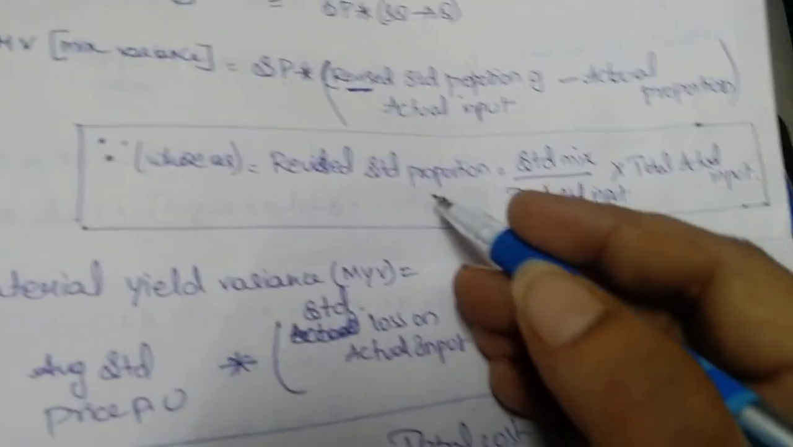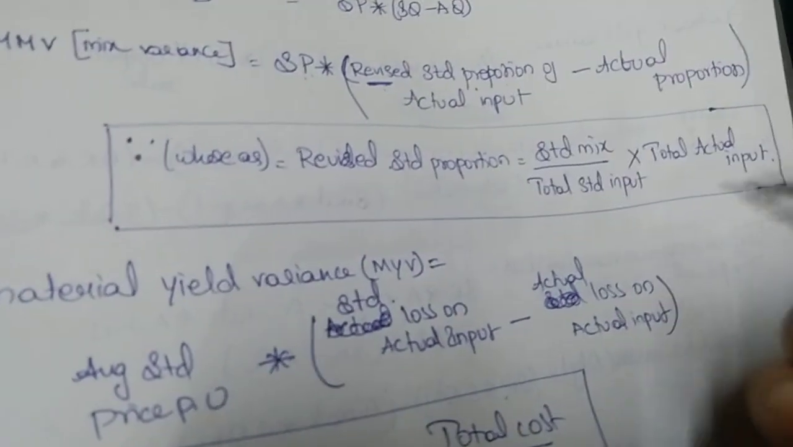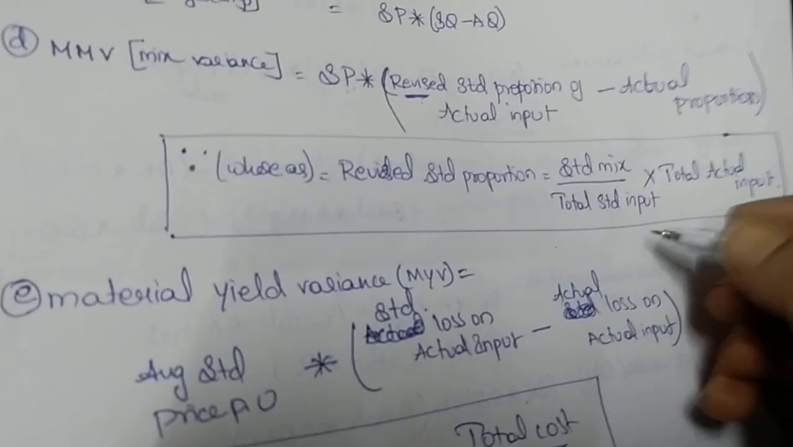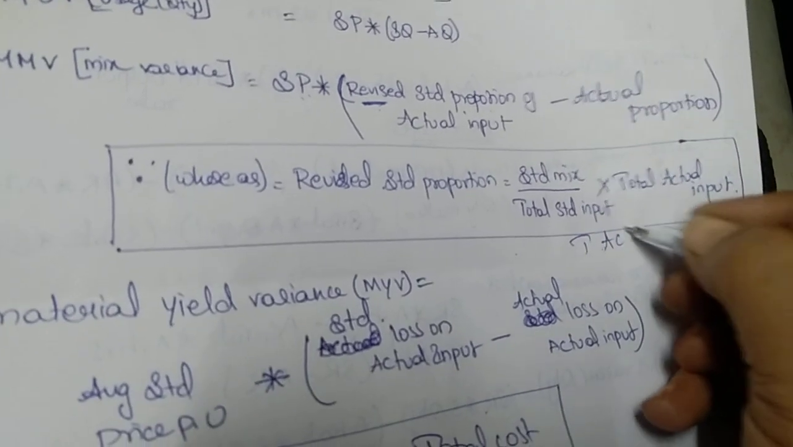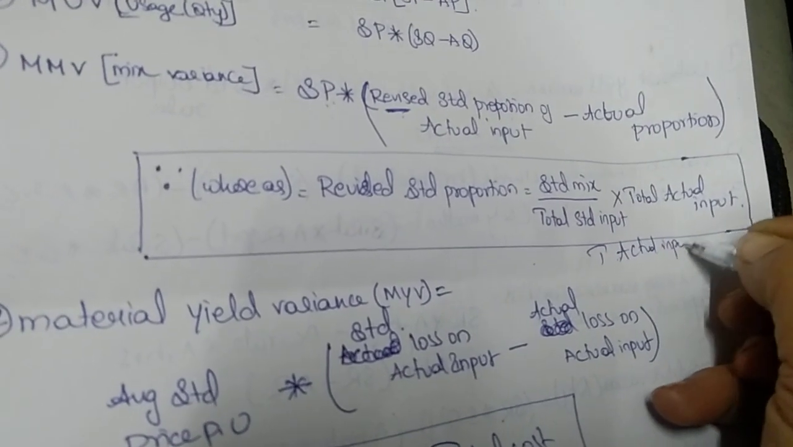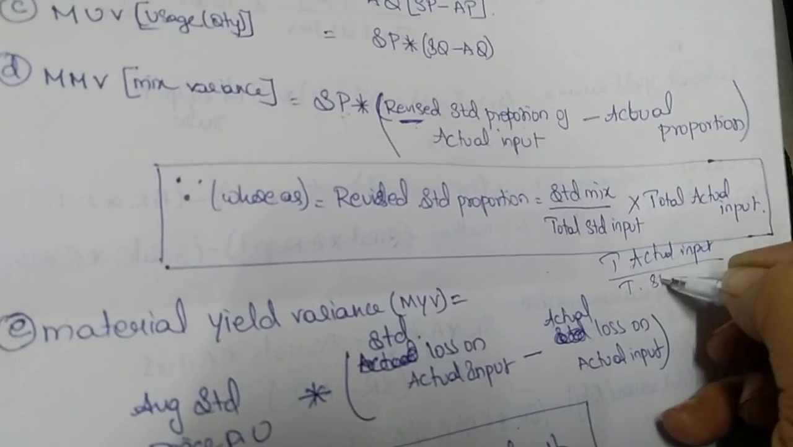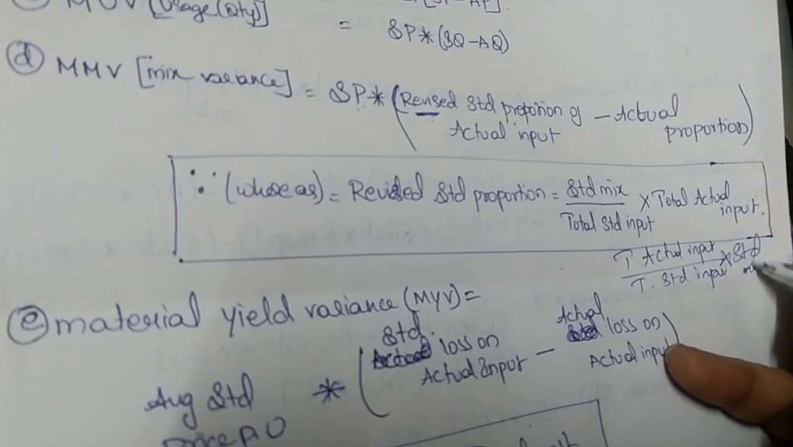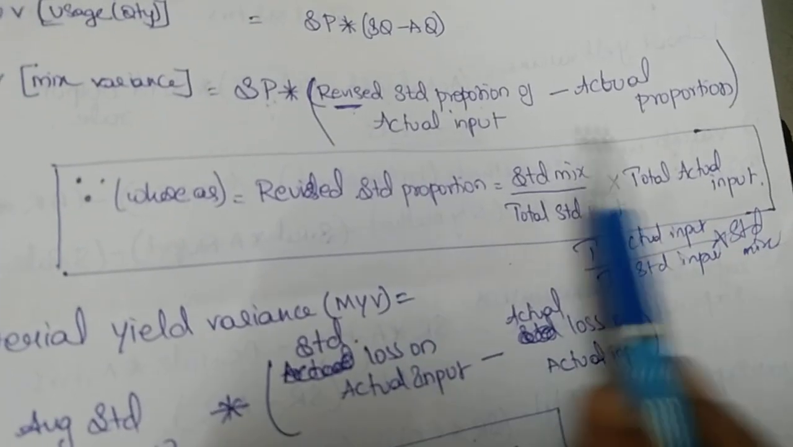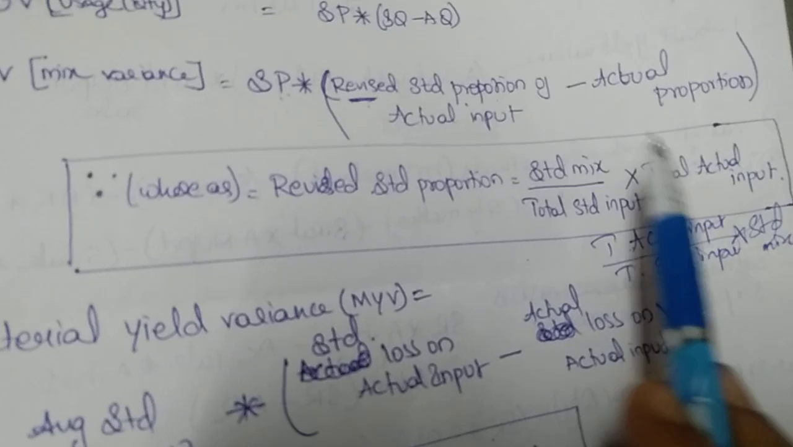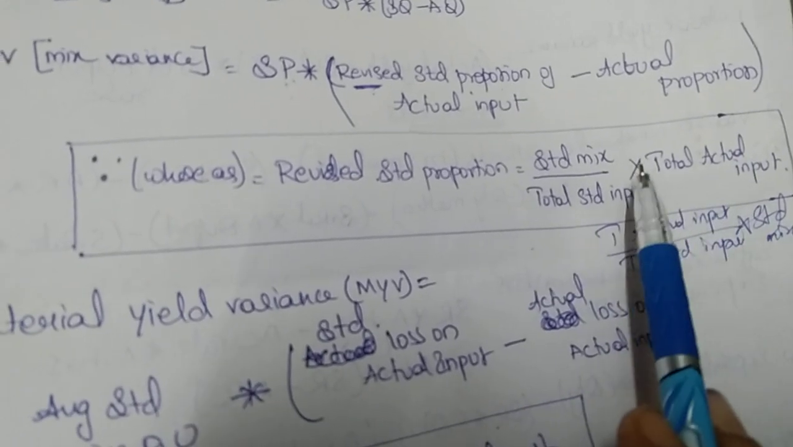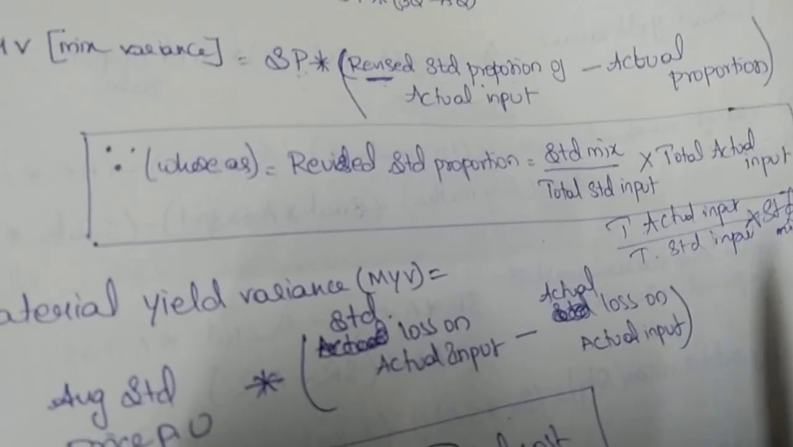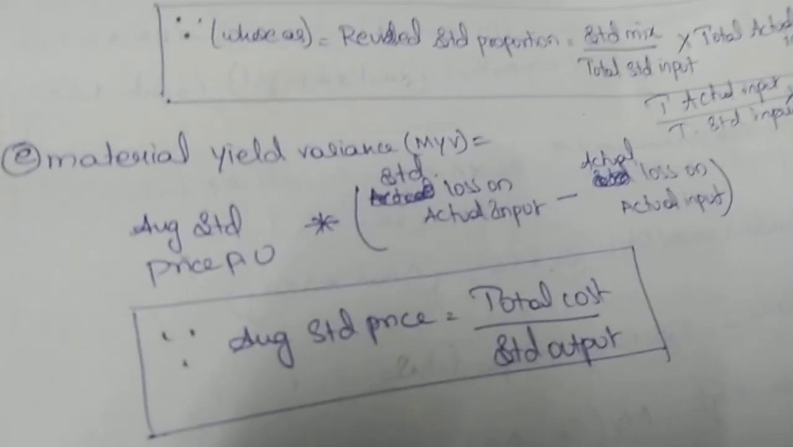Or else you have one more simple formula to remember, which is going to be very easy for you. We are going to find it out with total actual input divided by total standard input multiplied with standard mix. So this way is also one and the same. I'm just shifting this one here. So total actual input divided by total standard input multiplied by standard mix. What that is, I'm going to tell you along with the problem.